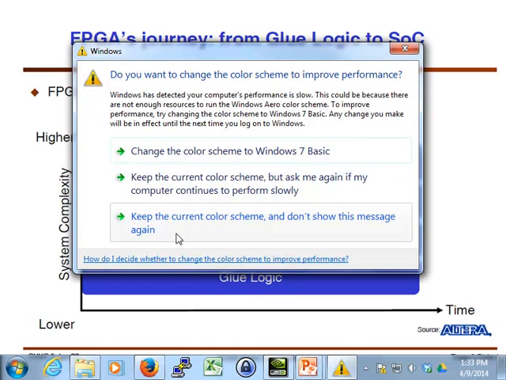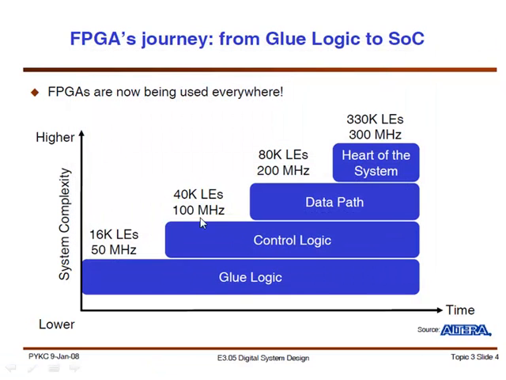This was back before even 2000, I think. Then FPGAs started being used in control logic. Then you had data path, and right now you have heart of the system. Basically, when FPGAs can deliver 300 megahertz and have 330K logic elements, then they can be used as end products.